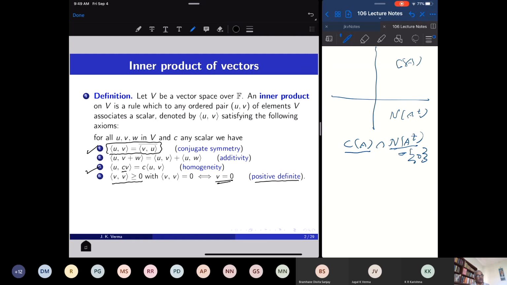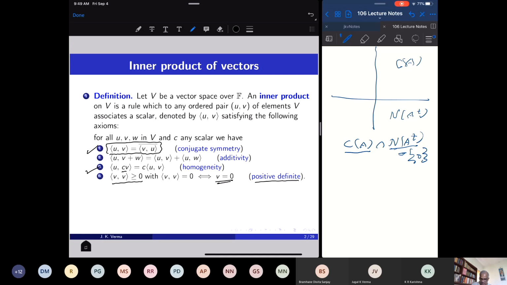Now we are introducing an operation between pairs of vectors. So conjugate symmetry, that is the first axiom. It is bilinear, it is linear in every component. But then scalars come out as complex conjugates if that scalar is in the first component, and it comes out as itself if it is in the second component.